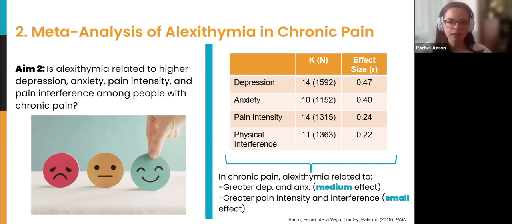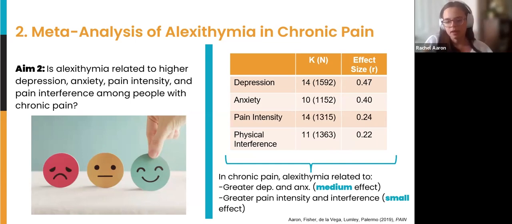And so what we found, again, when we pulled correlation coefficients across every relevant study, we found that among people with chronic pain, alexithymia was associated with greater depression and anxiety. This effect was medium in magnitude. And greater pain intensity and interference. This effect was small in magnitude, but statistically significant.